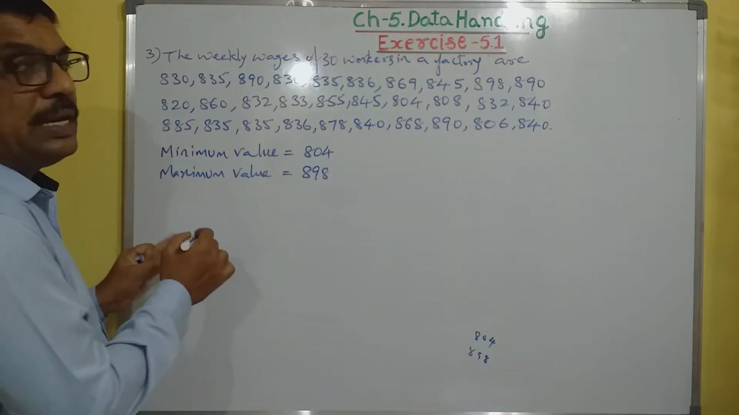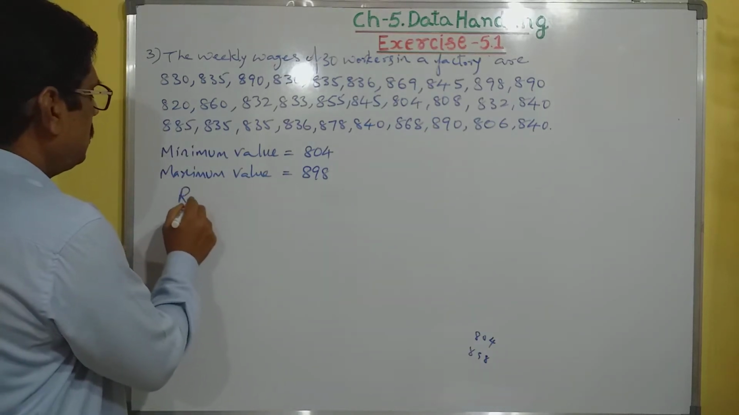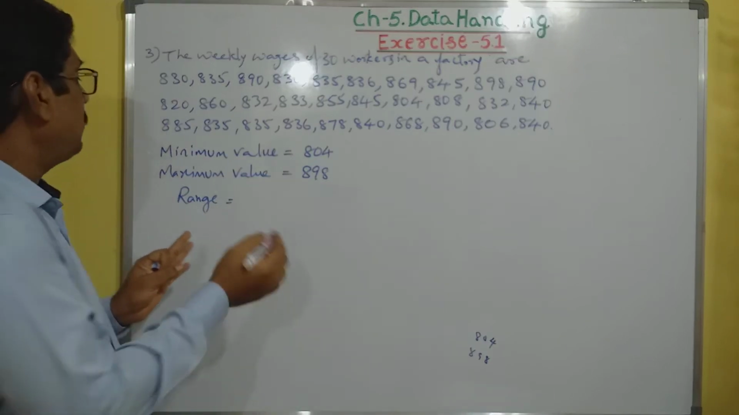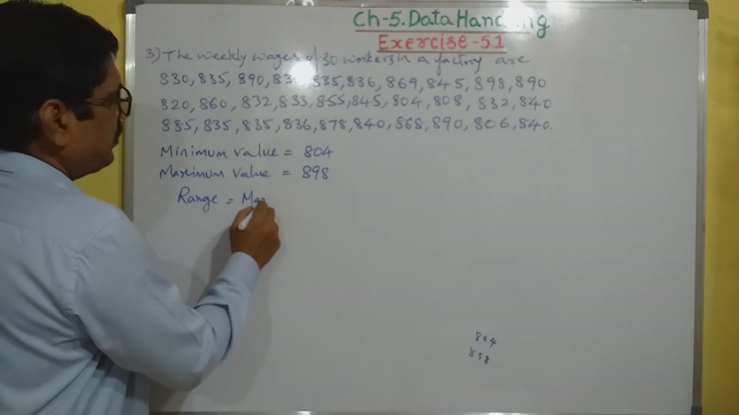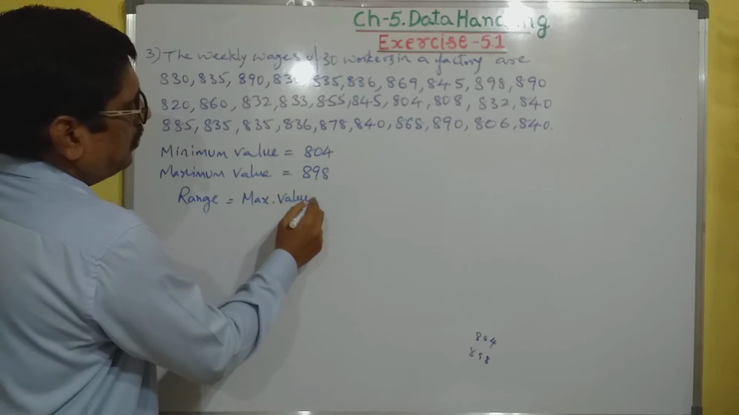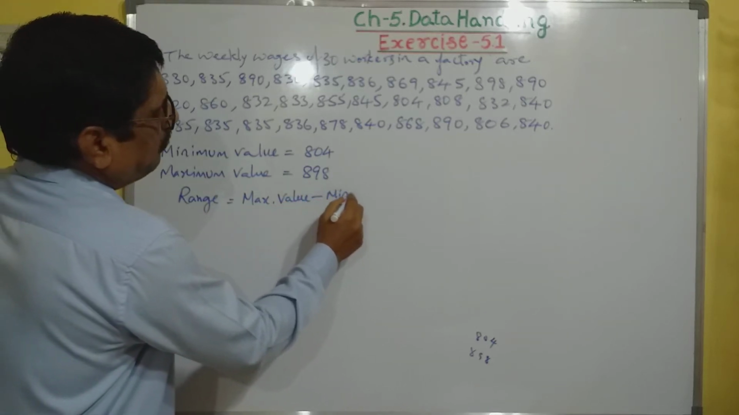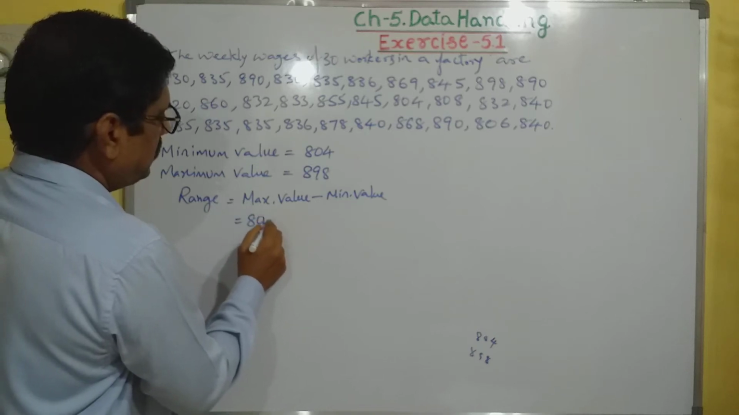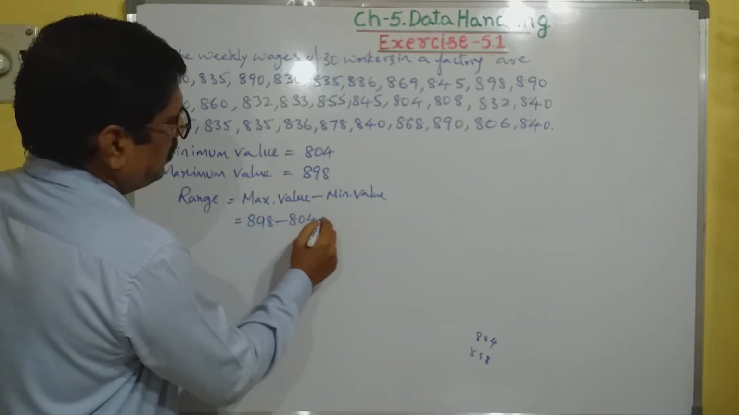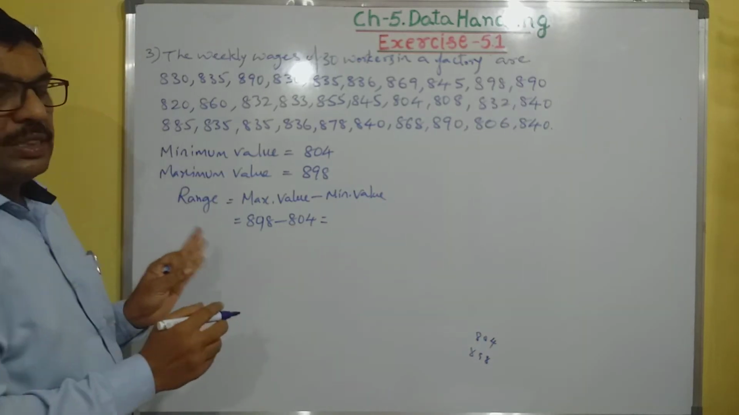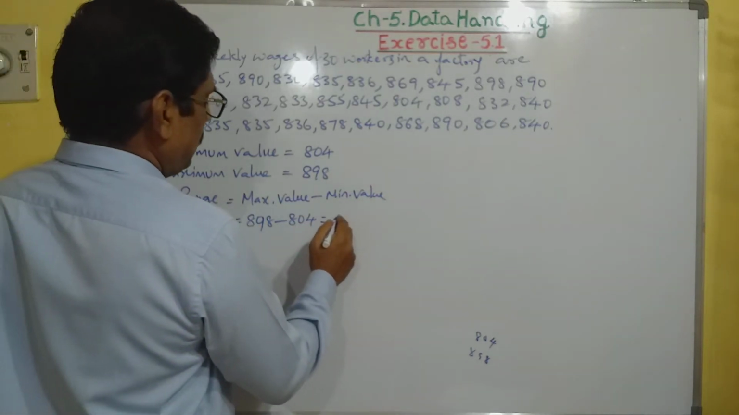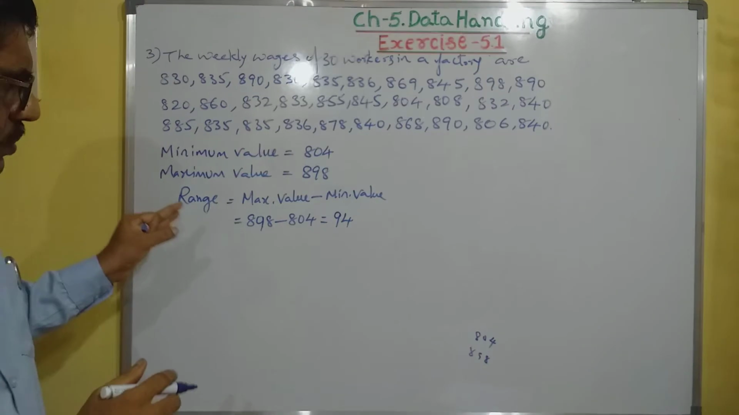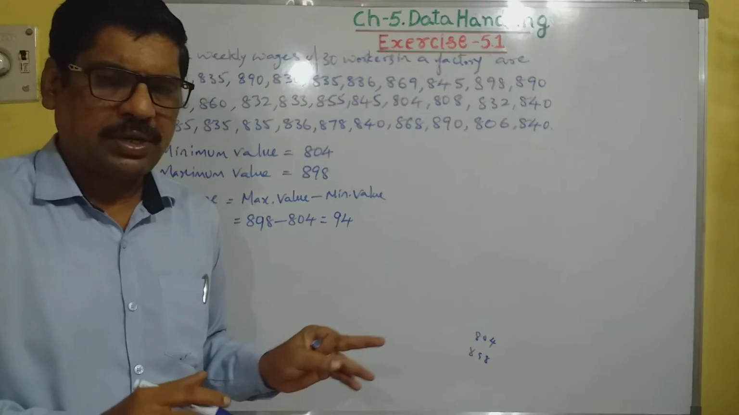Now we need to write the range. What is the range? Range means greatest value minus least value, or maximum value minus minimum value. What is the maximum value? 898, and the minimum value is 804. So the range is 898 minus 804, which is 94.